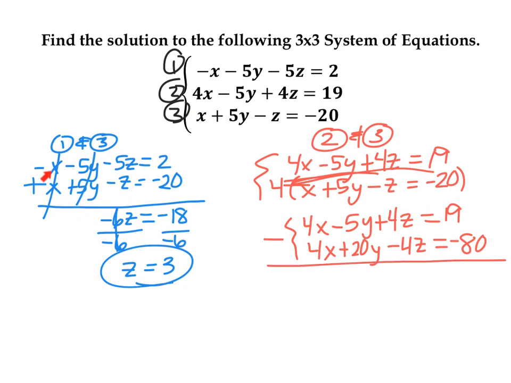In this previous problem, we added them because they were opposite signs, right? Negative x plus x cancels to 0. Here, subtracting them does the trick. So 4x minus 4x cancels to 0. Negative 5y minus 20y is going to give you negative 25y.